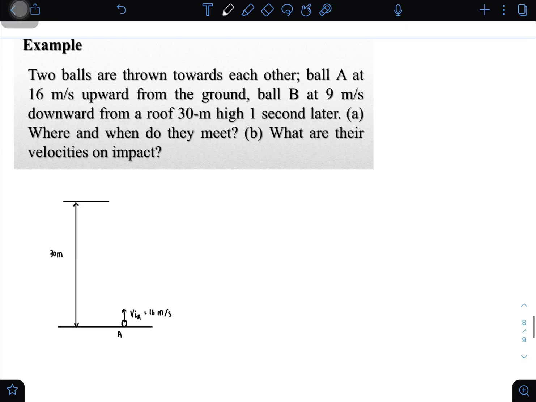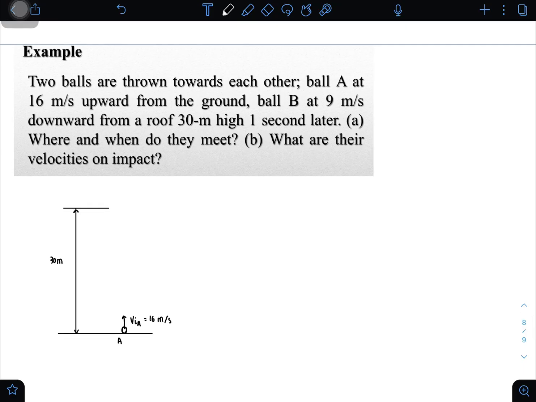And it was thrown up first. So say for example, this is the position after such time. This is the position of ball A, and with that, at a certain time, 1 second by the way, so this is the time being traveled by ball A.